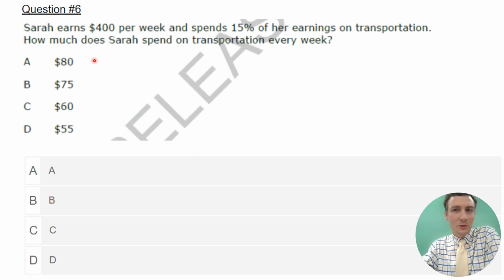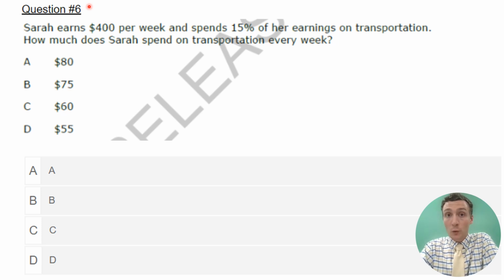Okay, question 6. Sarah earns $400 per week and spends 15% of her earnings on transportation. How much does Sarah spend on transportation every week? Now, the hardest part of these problems, where we're given a percent and a value, is determining whether or not this value is the part or the whole. Now, if it's the part, then we have one formula, and if it's the whole, we have another.